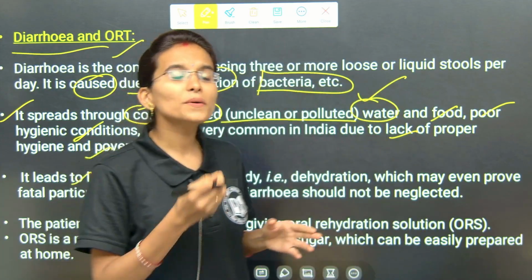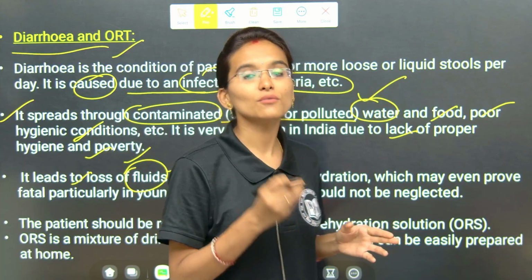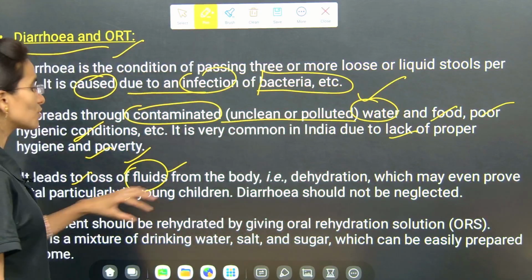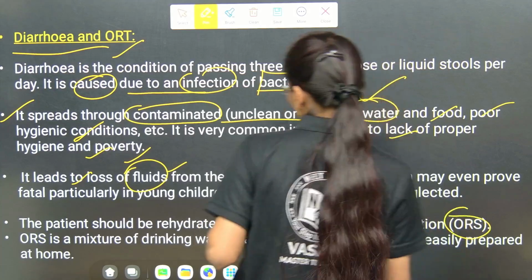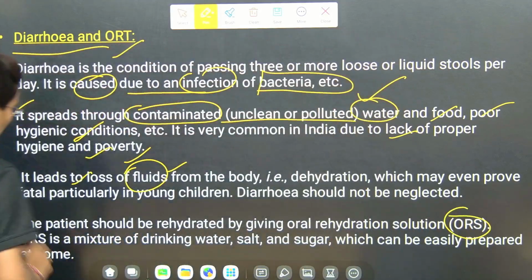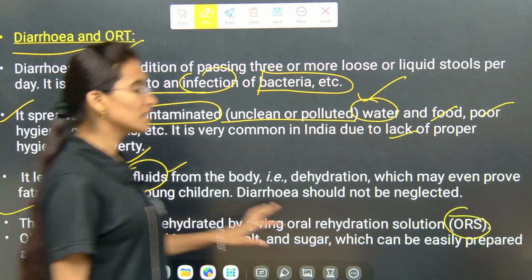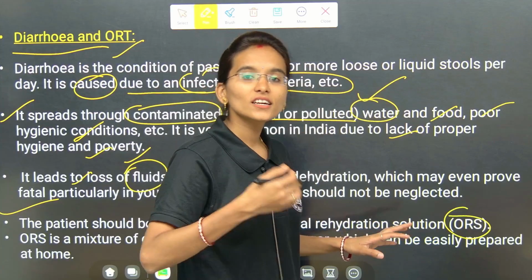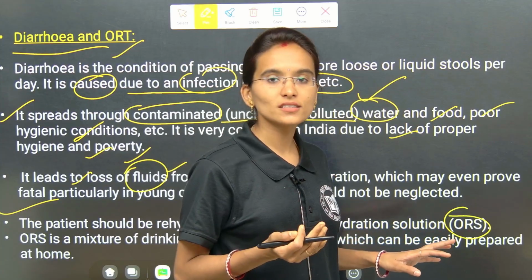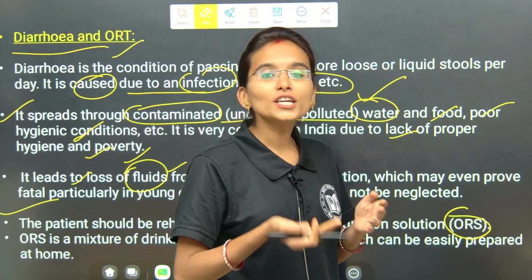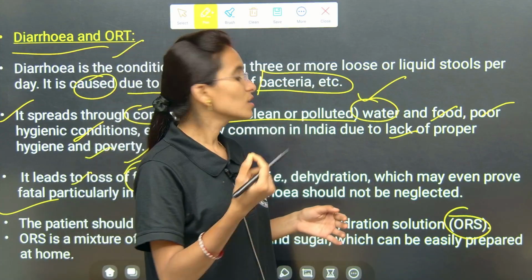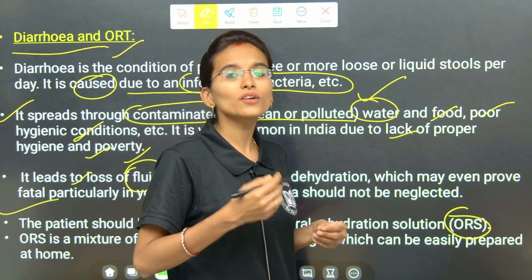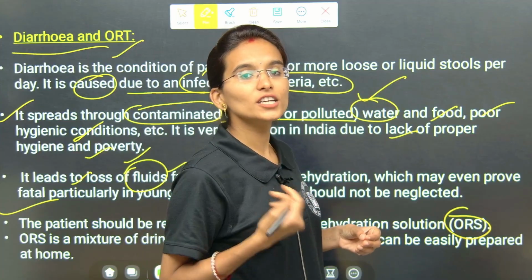To prevent dehydration, what do we need to do? To prevent dehydration, we need to take ORS. See here, the patient should be rehydrated. Diarrhea leads to the dehydration process, right? So again we need to rehydrate our body. To rehydrate our body, what do we need to consume and what do we need to take?